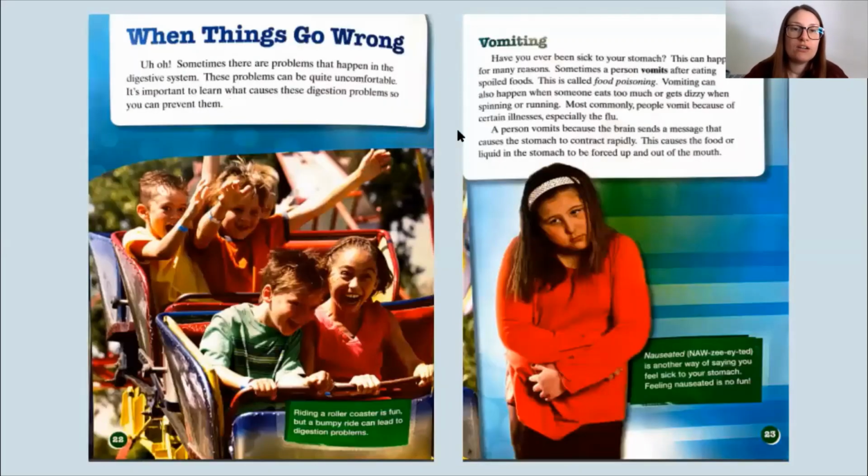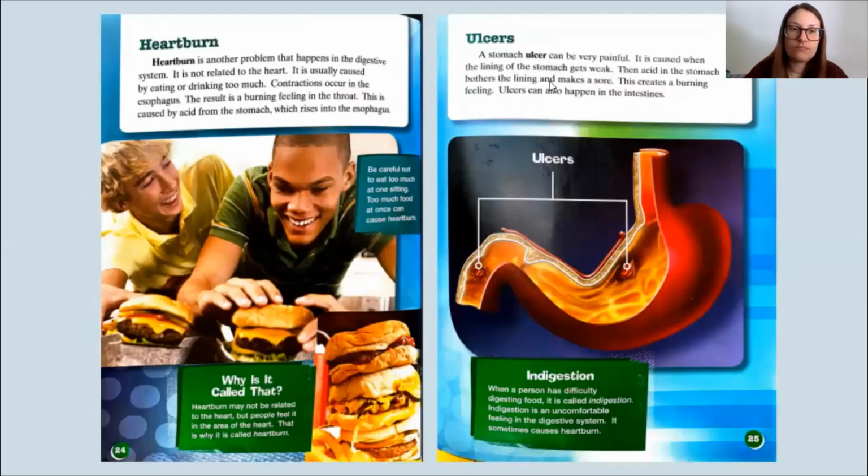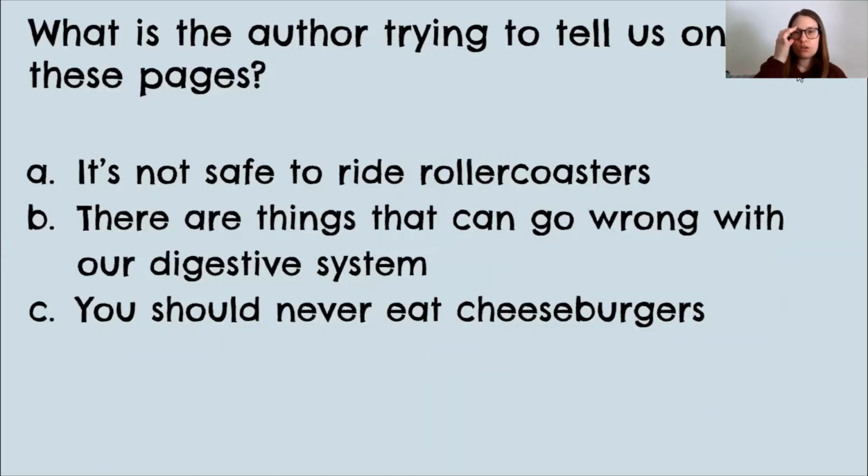So remember, we've read about when things go wrong in the digestive system. We've read about vomiting, heartburn, and ulcers. So, another question for you. What is the author trying to tell us on these pages? What is the purpose of telling us about that?